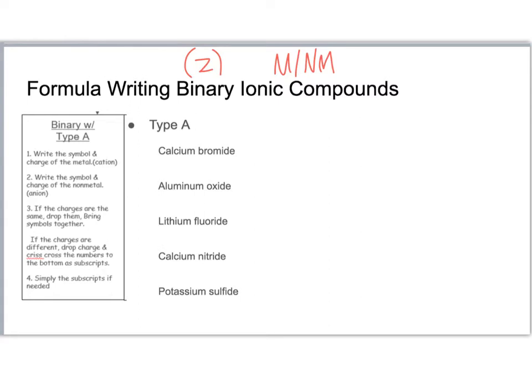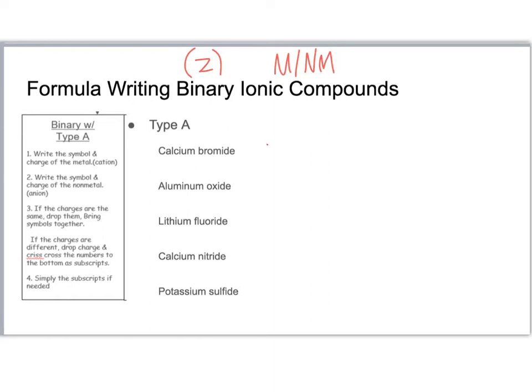The first thing we need to do is write the symbol and the charge of the metal, which is the cation. Then we're going to find the symbol and the charge of the nonmetal, which is the anion. I will demonstrate this with the first example, which is calcium bromide.